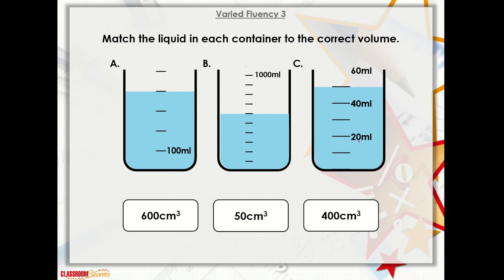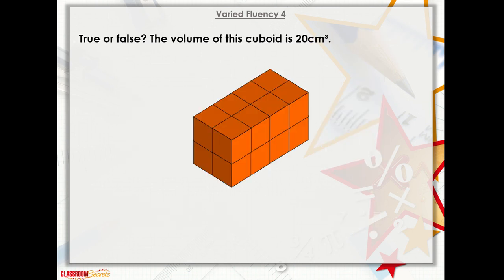Oh, this one's a little bit easier because I've got 20, 40, 60. And this one, halfway between 40 and 60. And there's a 50 there. So I'm going to say that one goes to that one. That one goes to that one. And that one goes to that one. Let's see. Yes, I'm absolutely right.